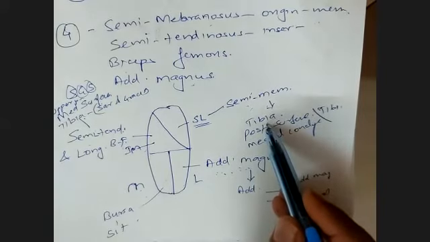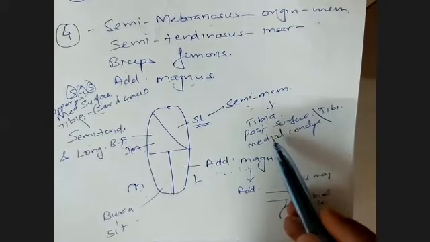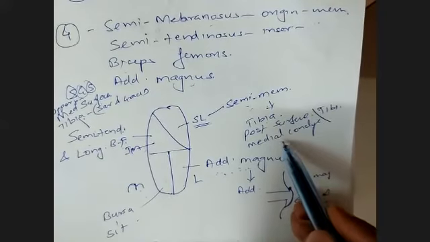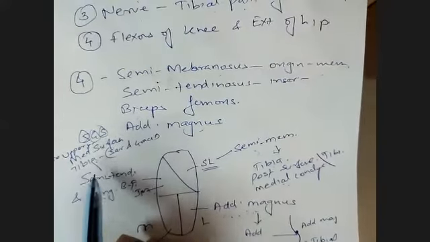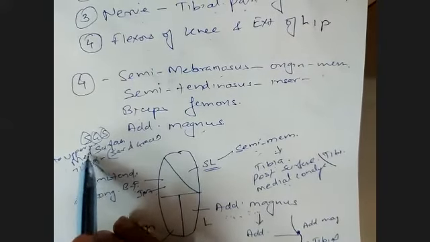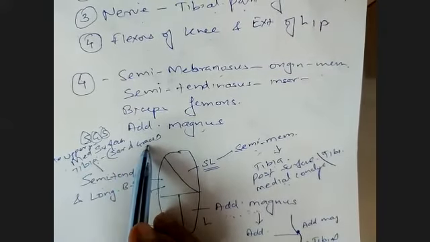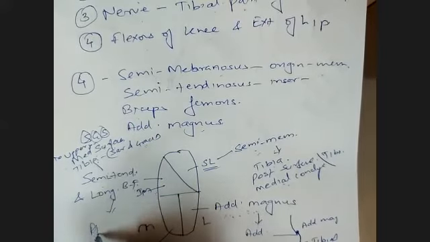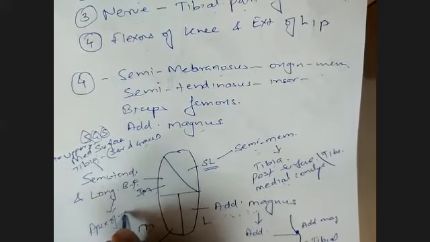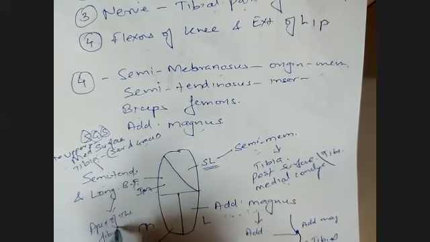Semimembranosus gets inserted on the posterior surface of the medial condyle of the tibia. Semitendinosus gets inserted on the medial surface of the tibia, upper part, along with sartorius and gracilis, SGS. Biceps femoris gets inserted on the apex of the tibia.